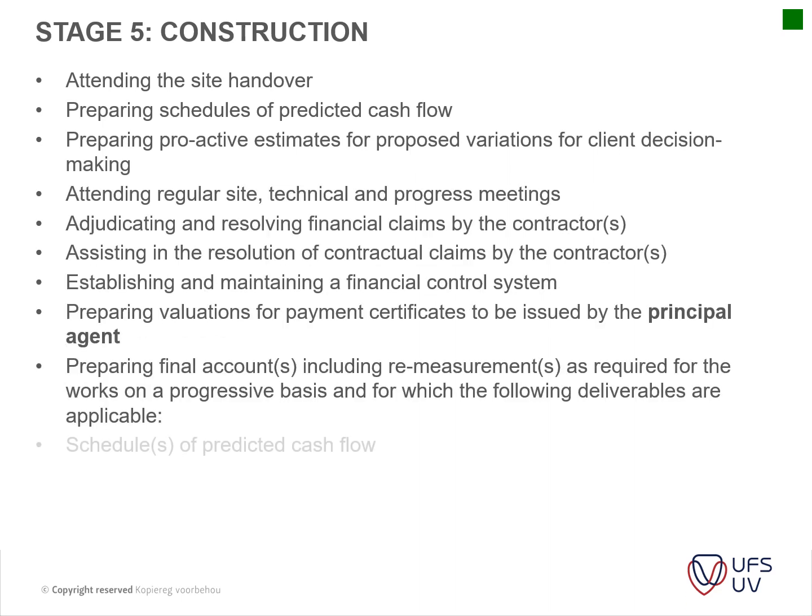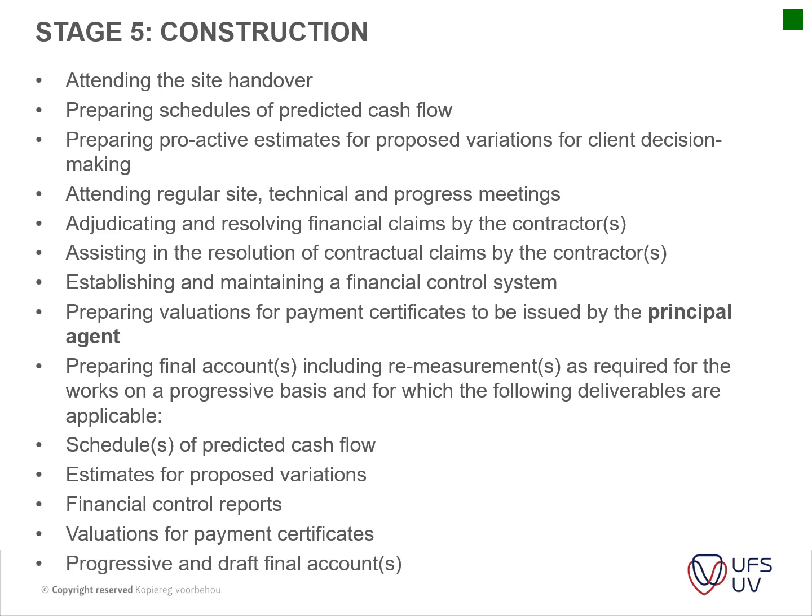Then we get to construction. Okay, and I'm not going to go through this in too much depth. I just want to go to the last one, and there we go. So the schedule of predicted cash flow is usually given. Estimate of the proposed variations. So if there's changes, the QS usually checks whether it's within the budget, and maybe there's a saving, maybe there's some extra costs that comes on. Financial cost control reports, valuation for payment certificates, and progressive and draft final accounts.